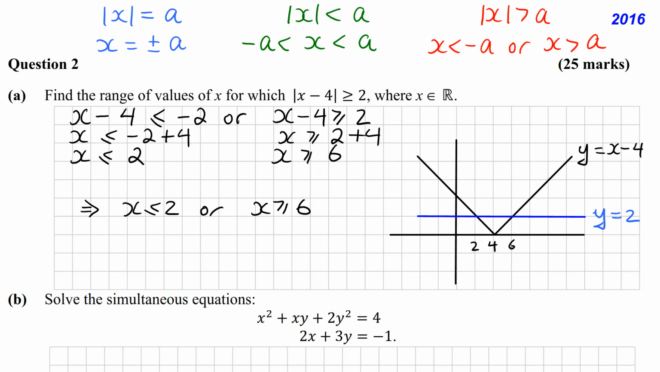So basically I want all the parts where the function in black is above y equals 2. So clearly that corresponds to here and here. But in the question I'm asked to find a range of values of x for which that happens, so I need to indicate what x's give me out those y's. Well, the x's that give me those y's are the x's here that are greater than 6 and the x's here that are less than 2.